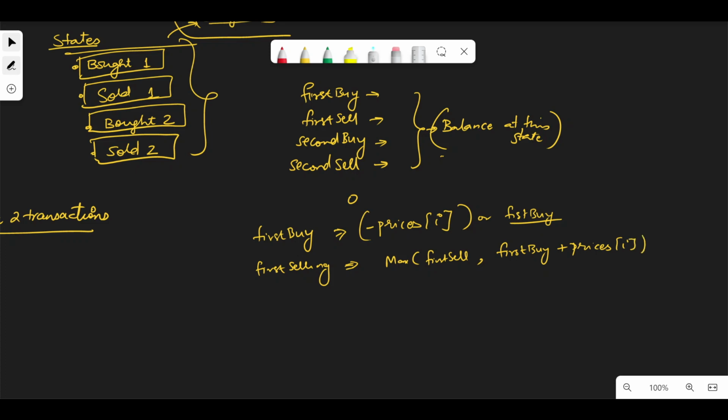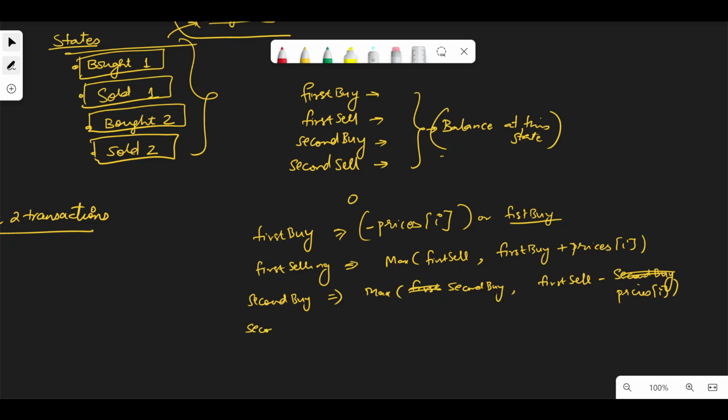And now what about second buy? The second buy can only happen after first sell. So second buy is either you keep whatever your current value of second buy is, or you take your second buy. It will be first sell minus prices of i.